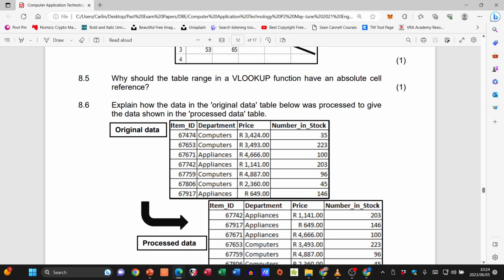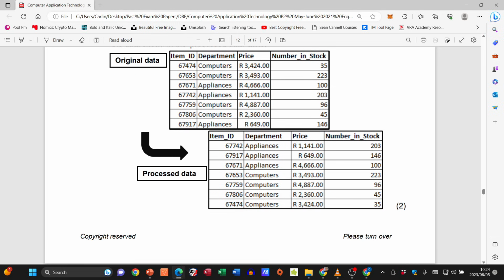Right, then 8.6. Here we can see, explain how the data in the original data table below was processed to give the data shown in the processed data table. Here we can see our original data. We can then see the processed one. We can see that it's been sorted by department. We've got our prices and the number of stock as well. So there's my answer: this has been sorted according to departments first, then it's sorted according to the number in stock.